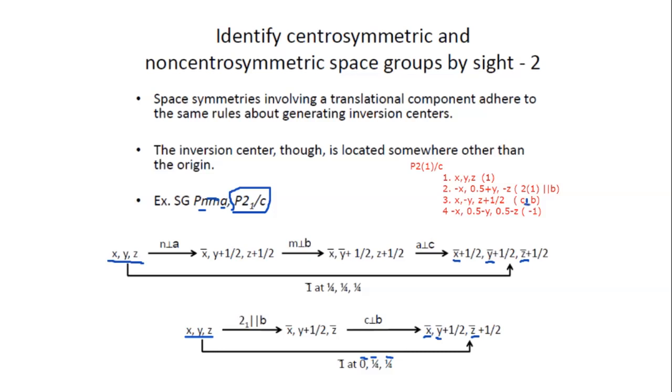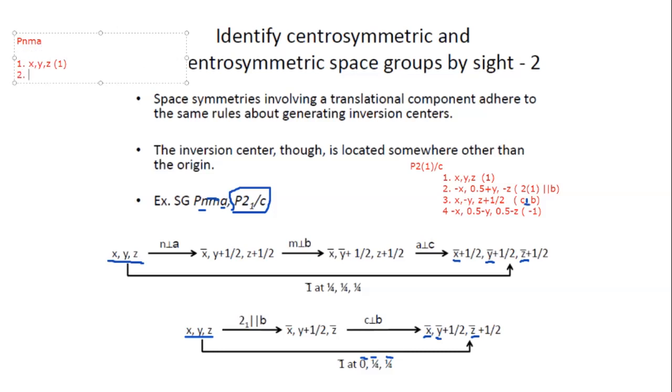Now, if we look at Pnma, we'll look at its space groups and then we'll move on. This is just good practice. So we have Pnma. Again, the first operator, we have the identity: x, y, and z. We always start with that.